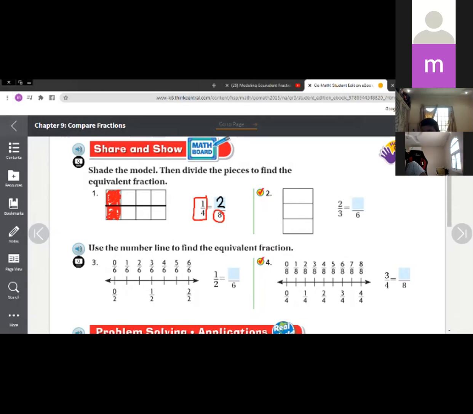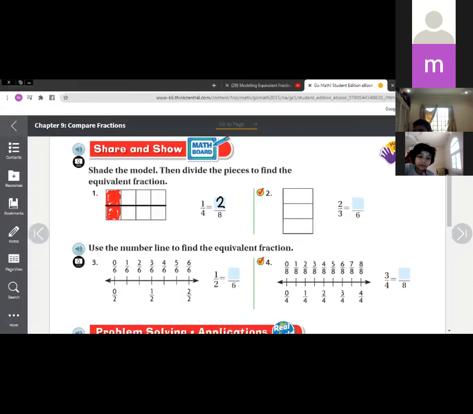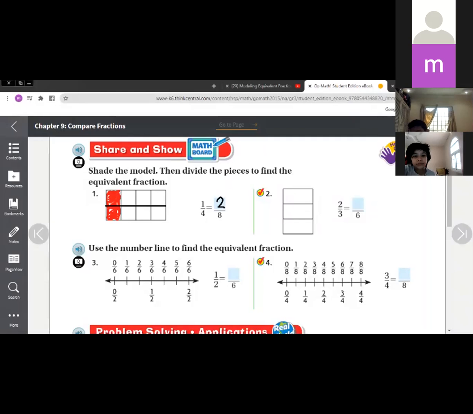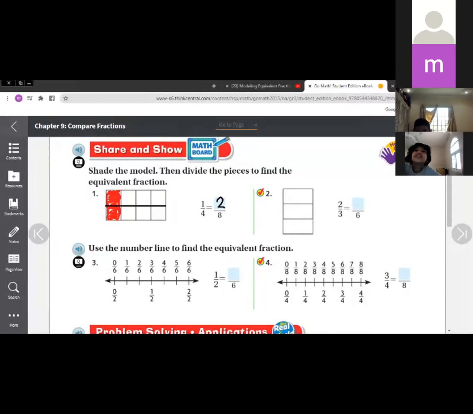You understand that? Yes. Okay. It's very easy. So, and another way, we can multiply 4 by 2 to get 8. And 1 by 2 as well to get 2. So 1/4 is exactly like 2/8.